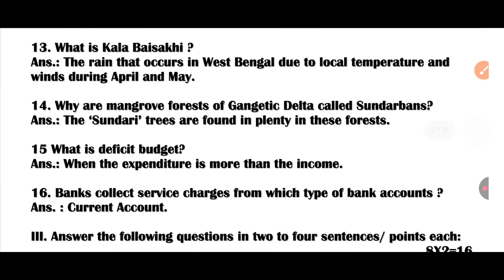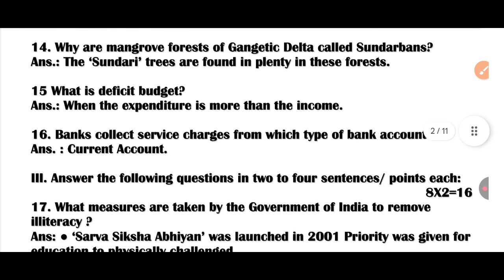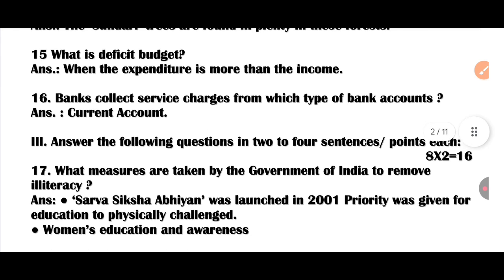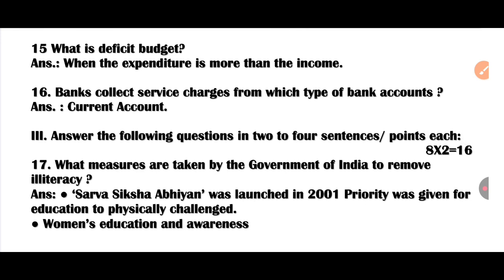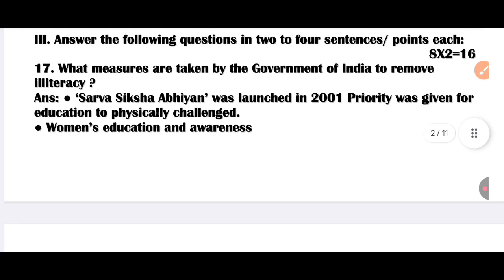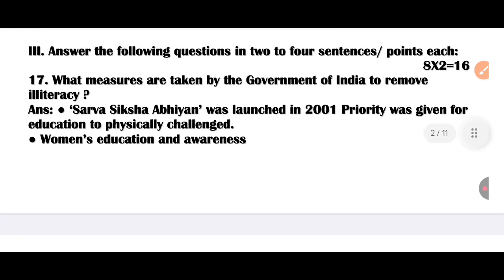What is Kala Baisakhi? The rain that occurs in West Bengal due to local temperature and winds during April and May. Why are mangrove forests of Gangetic Delta called Sundarbans? The Sundari trees are found in plenty in these forests. What is the deficit budget? When the expenditure is more than the income. Banks collect service charges from which type of bank accounts? Current account. Next questions. Very main important question.